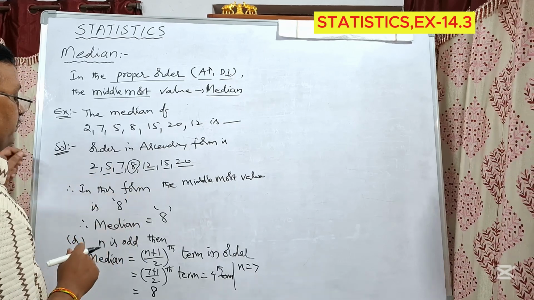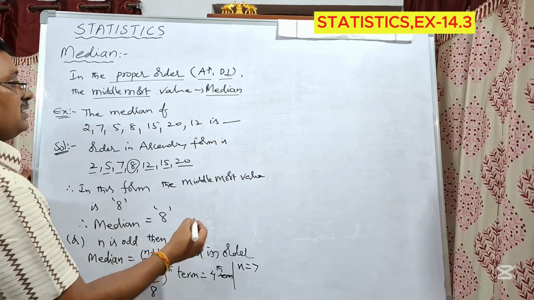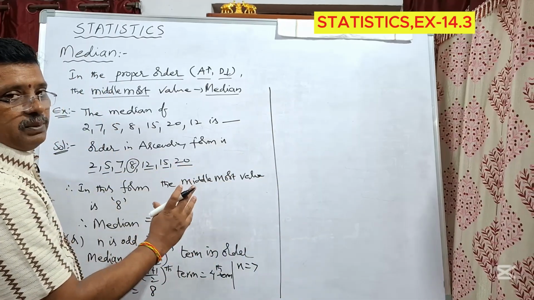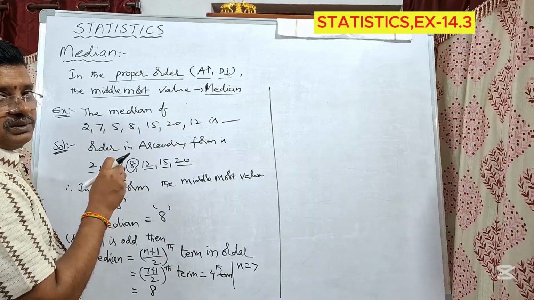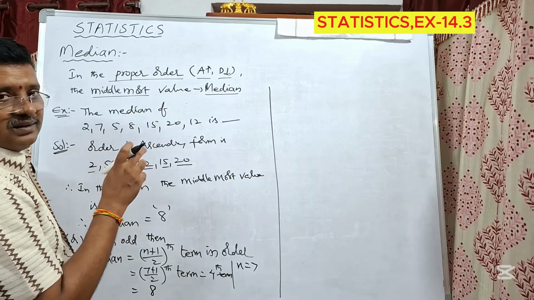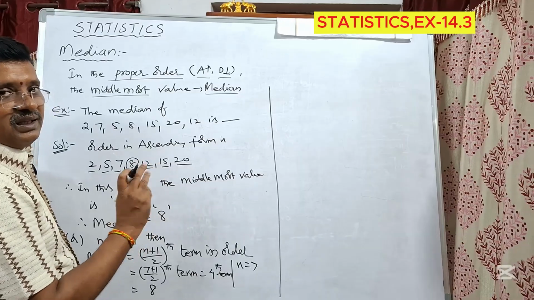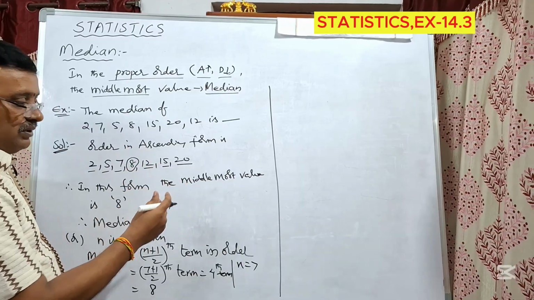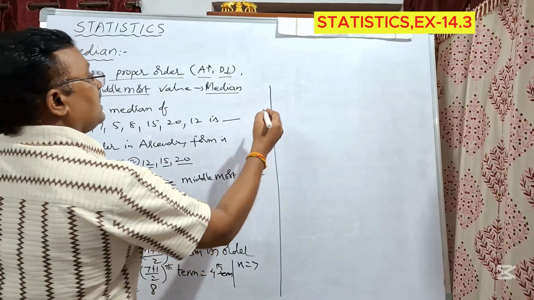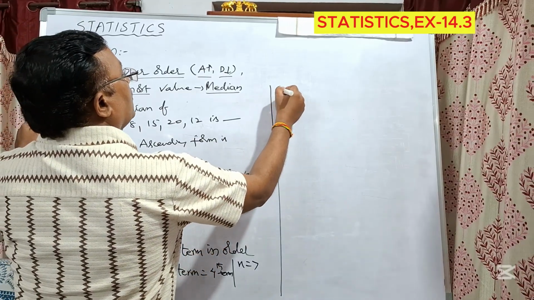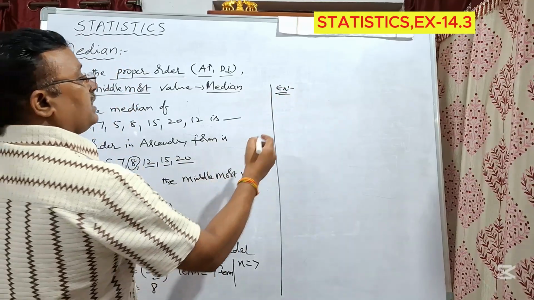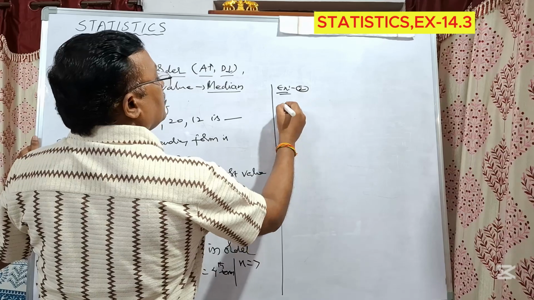Understood? Right. So if n is even, the condition will be different, because questions based on this concept, these model questions, they will ask you as bits. That's why I'm revising that previous content. So if n is even, what will be the observations? For that I'm giving one more example, the second example.